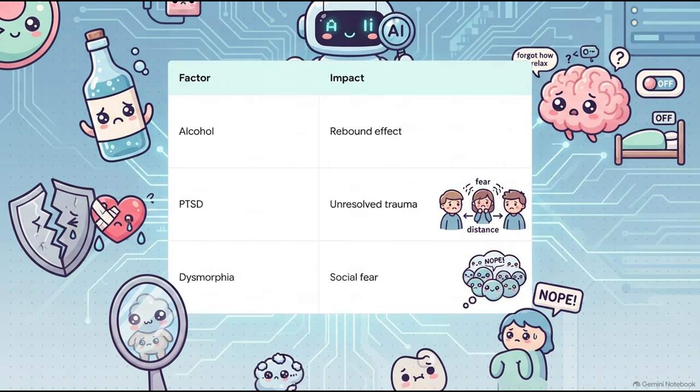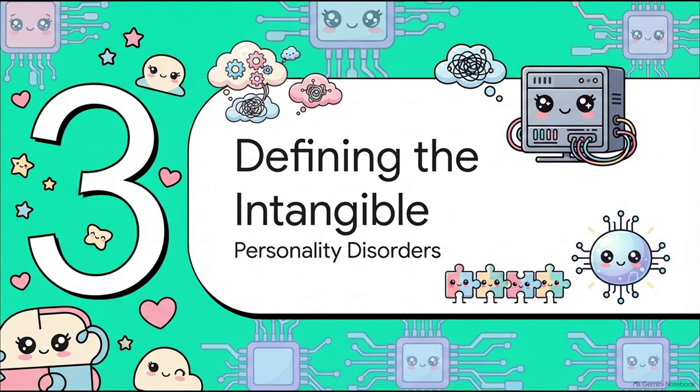Or there might be hidden PTSD from past abuse, which makes an intense fear of other human beings deeply, deeply ingrained. Then you have developmental challenges that can make society feel completely incomprehensible and just exhausting to navigate. Or body dysmorphia, which can cause immense social fear based entirely on perceived physical flaws. We really have to understand just how complex this web of anxiety can be if we're ever going to properly unravel it. Part 3. Defining the intangible: personality disorders.